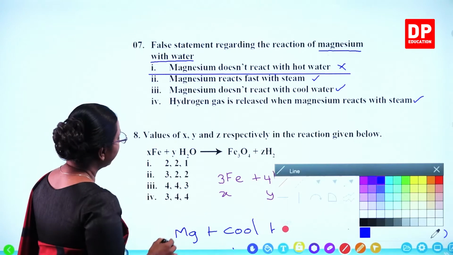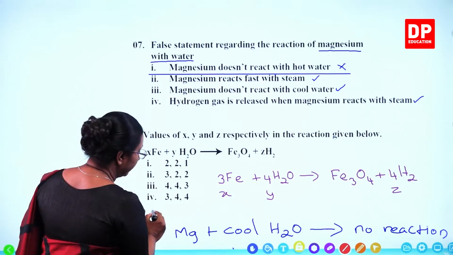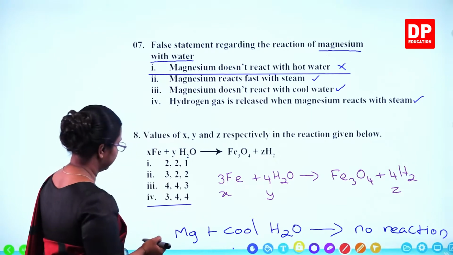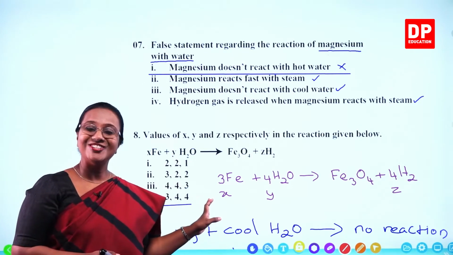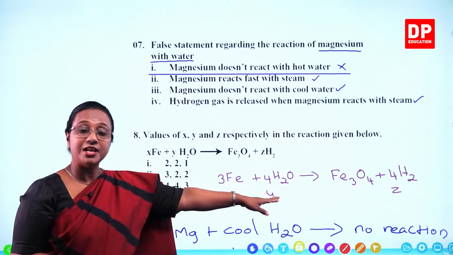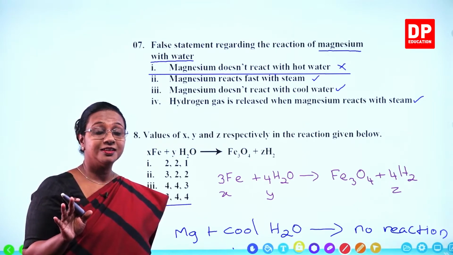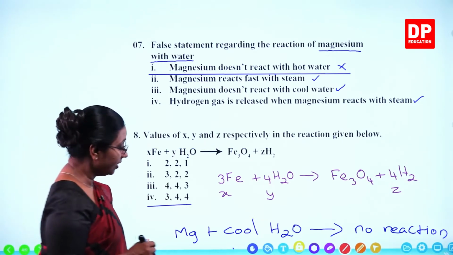So values of X, Y and Z respectively are 3, 4 and 4. The last answer, I am sure you also did it correctly. I am sure you can remember this equation and you know to balance it correctly. Is that clear, students? So then we'll move on to the next one.